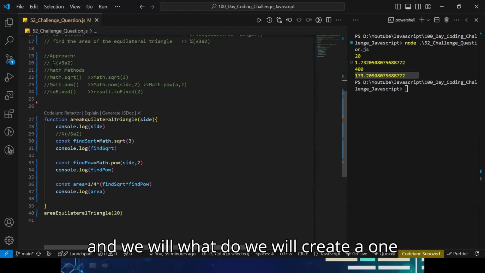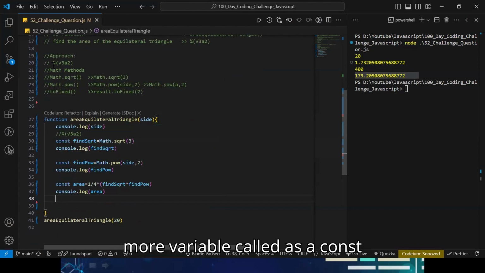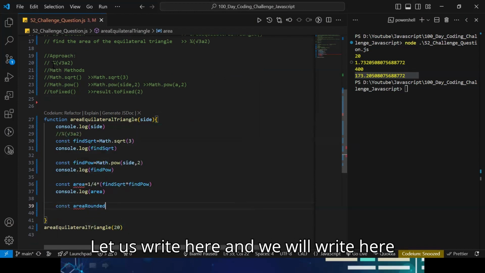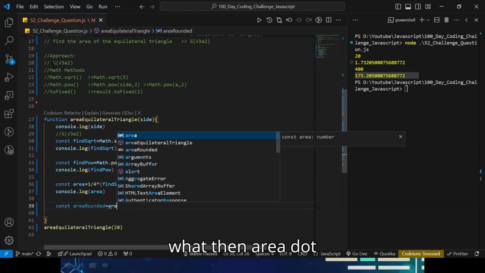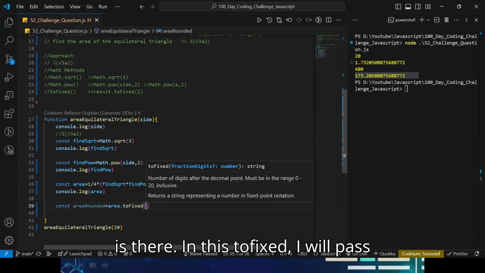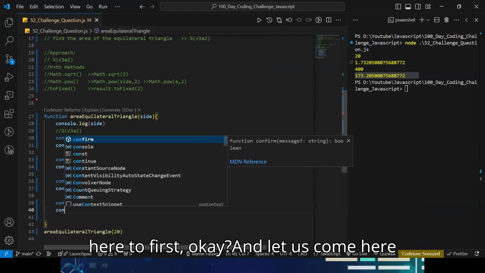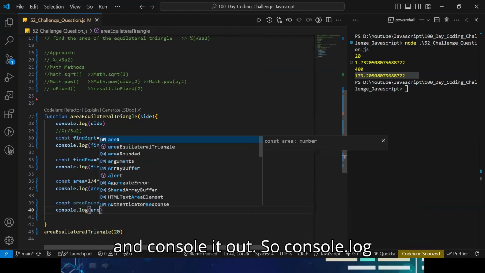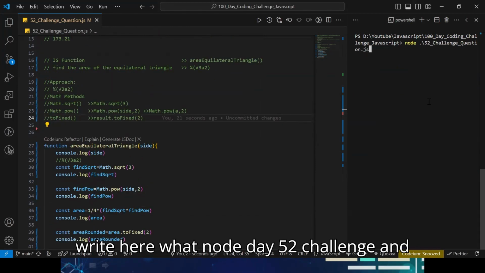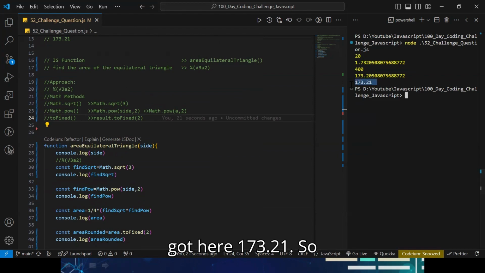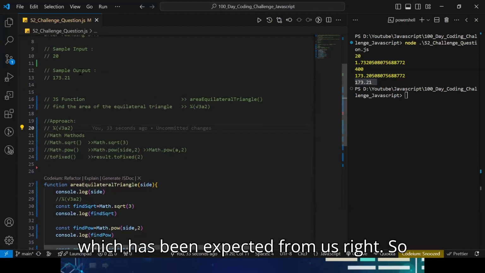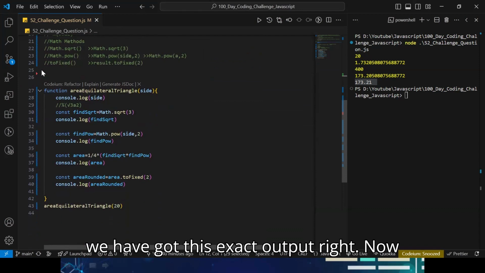So we will come here and create one more variable called const area rounded. We will write area dot toFixed. Let us see how it works. In this toFixed, I will pass 2 first. And let us console it out. So console.log area rounded I will write. And let us write node day 52 challenge and hit enter. So what did we get? We got 173.21. So this is nothing but the exact output which is expected from us, right?